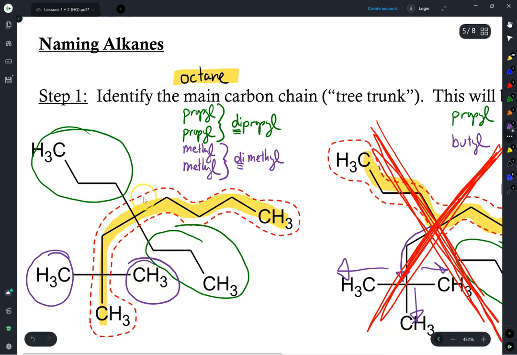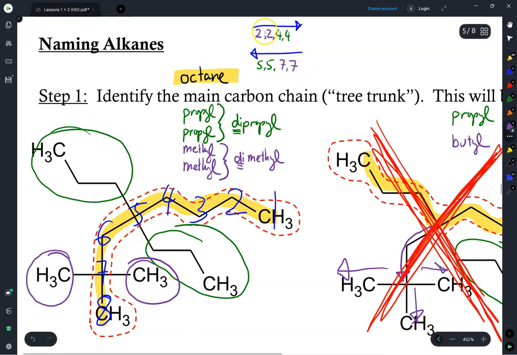Now earlier when you were drawing the structures, it didn't really matter if you were counting left to right or right to left with regards to the address numbers. But now that you're creating the instructions for the reader, it does matter if you choose left to right or right to left. Let's take a look at it. Going left to right, we see the address numbers for our branches are 2 and 2 and 4 and 4. But if we choose to count right to left, we see the address numbers are now 5 and 5 for my propyl groups, and then 7 and 7 for my methyl groups.